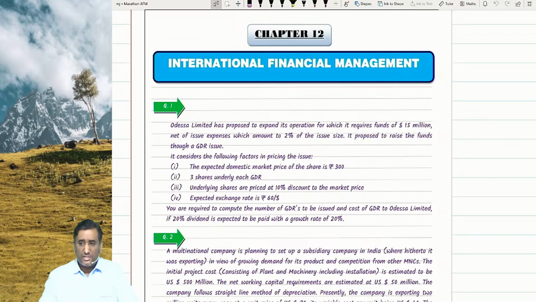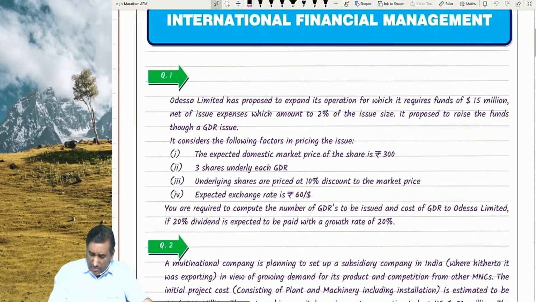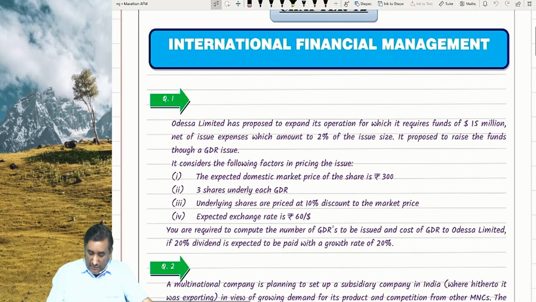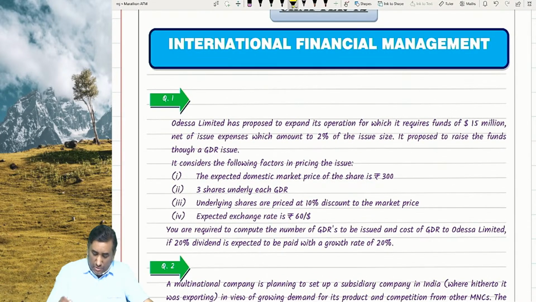I'll start with the concept of ADR and GDR. I'll not go into the depth of ADR and GDR, assuming you know it. We'll just quickly cover the questions. I'll spend time on some new types of questions which have come in the exam in the last few years. Some have been problematic, but some could be done easily and should repeat again. So IFM I'm covering again. With the first question we are starting.